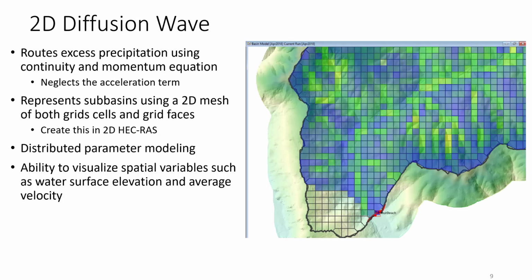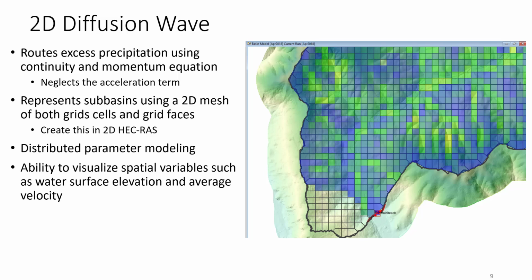A relatively recent feature in HMS is the ability to route water using the 2D diffusion wave method. The 2D diffusion wave transform method routes excess precipitation using the combination of the continuity and momentum equations. One of the main advantages to using this method compared to the unit hydrograph is this transform can be used to simulate the nonlinear movement of water through a subbasin. This method represents subbasins using a 2D mesh, which at this time requires HEC-RAS 2D to create.